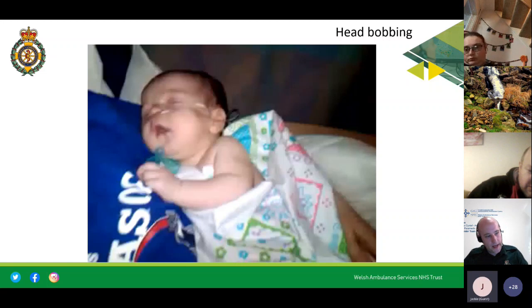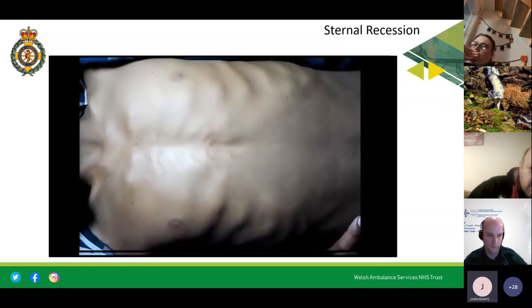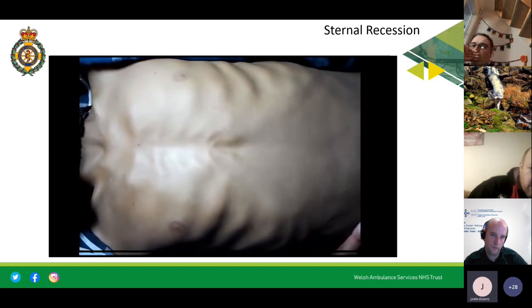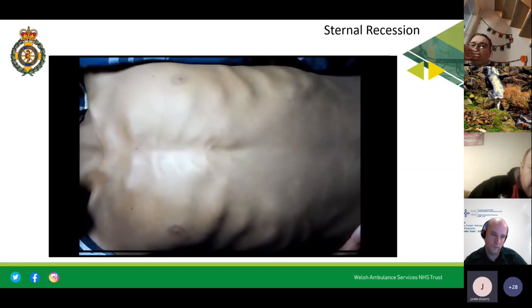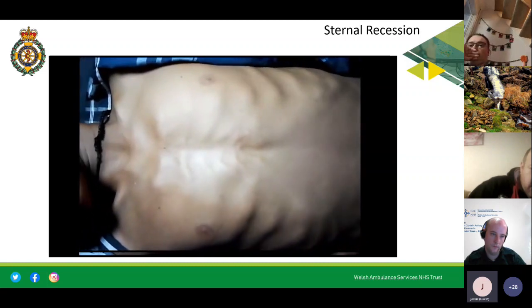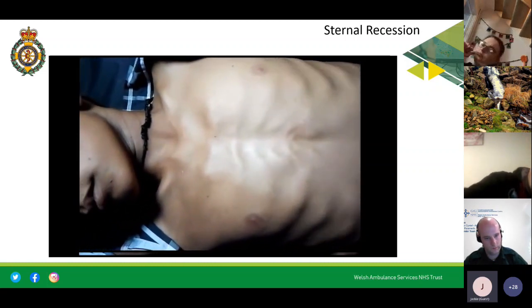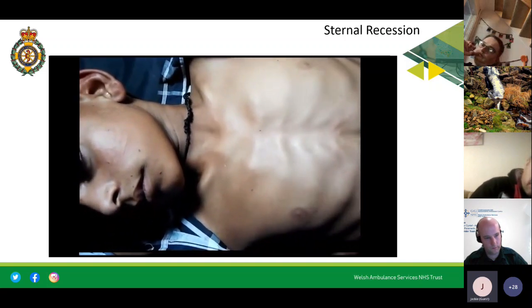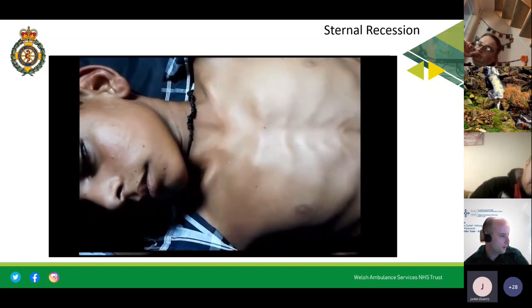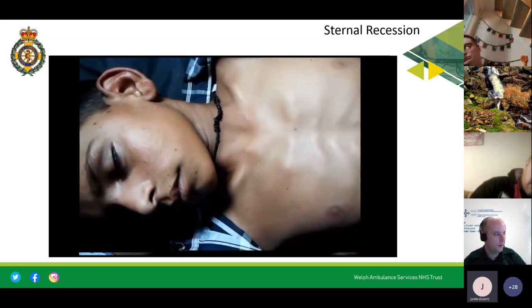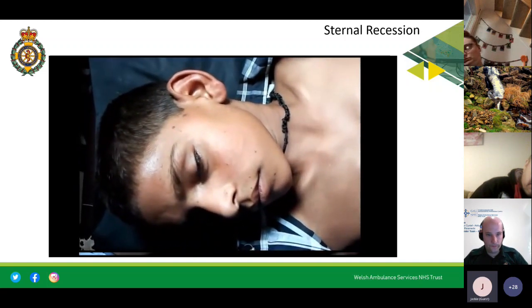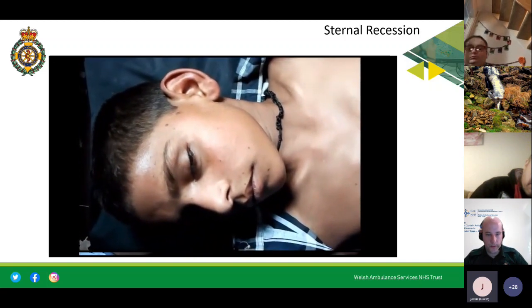Next one is an older child. Have a look at the chest of this child and you can see intercostal retractions, quite prominent. Suprasternal retractions are also nicely visible. Now look at the face of the child to see flaring of alae nasi, and the child looks severely distressed.